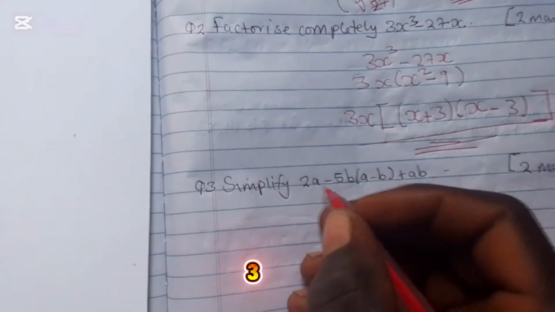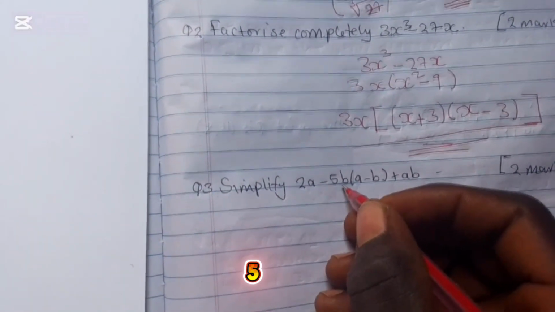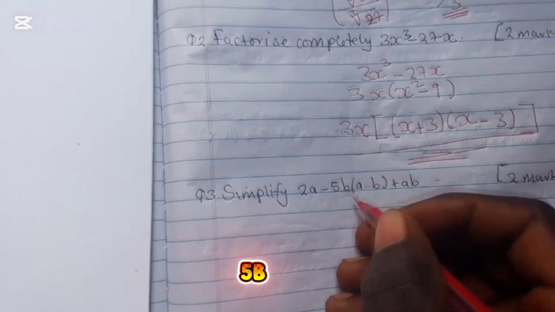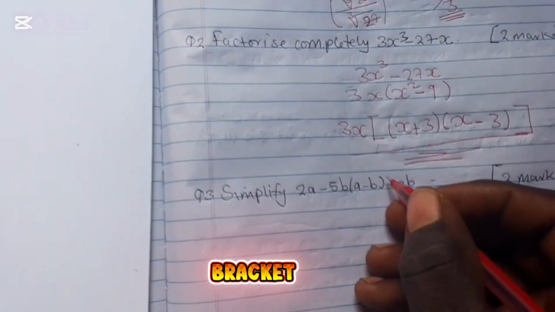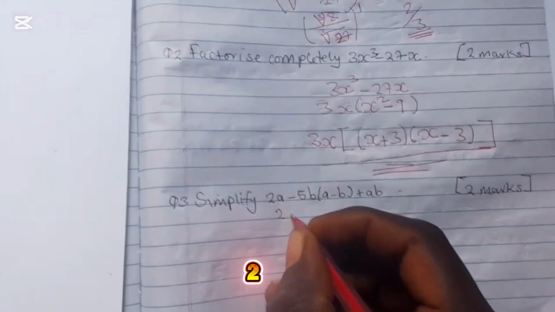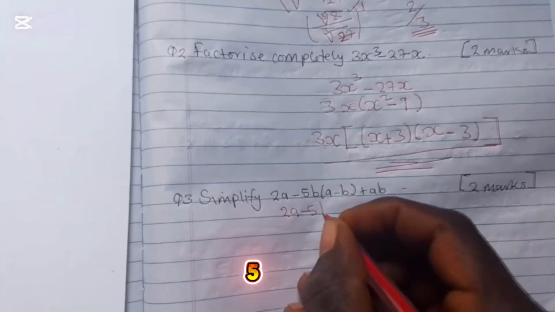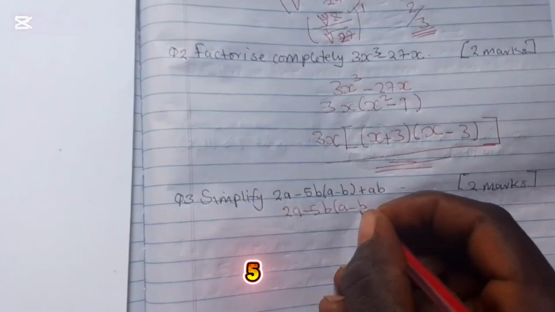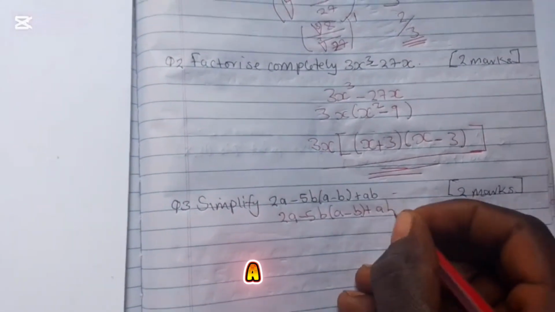So question number 3 reads, simplify 2a minus 5b open bracket a minus b close bracket plus ab. So this question carries 2 marks. So let's start: 2a minus 5b open bracket a minus b close bracket plus ab.